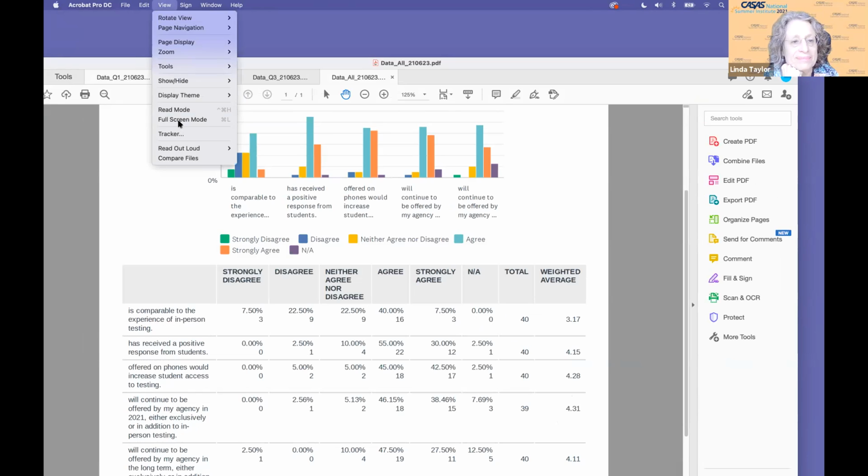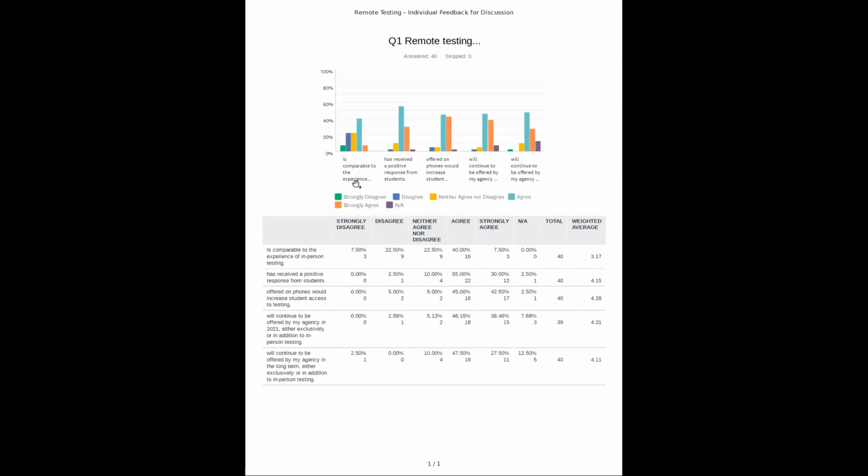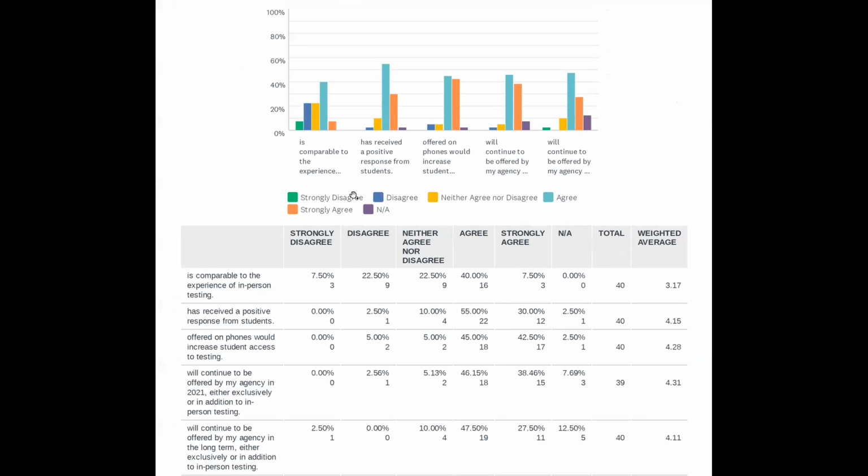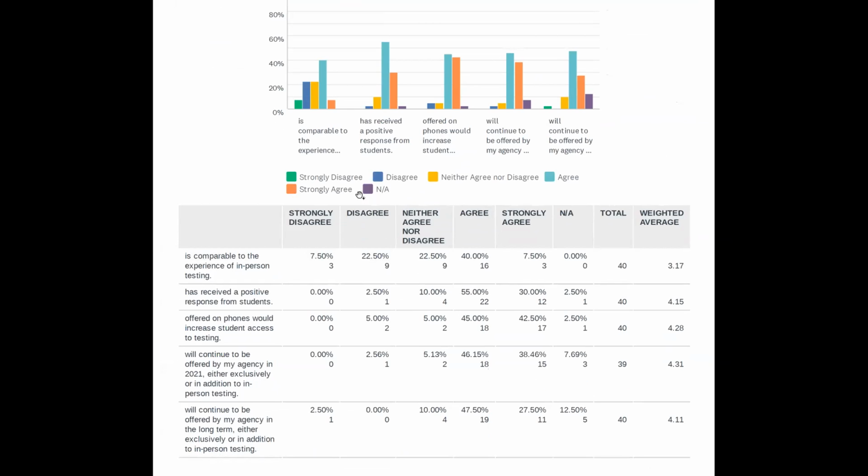Here are the results from the individual Likert scale type questions that you answered. And like Linda said, thanks so much for participating in our research study. The first question was, remote testing is comparable to the experience of in-person testing? The Likert scale was on a 1 to 5 scale, starting with strongly disagree up to strongly agree. So the closer to 5, the weighted averages, the more agree the respondents were to that question.